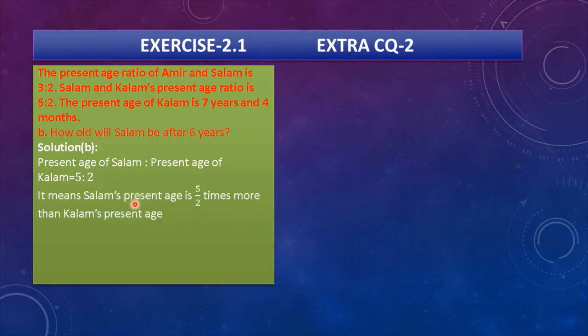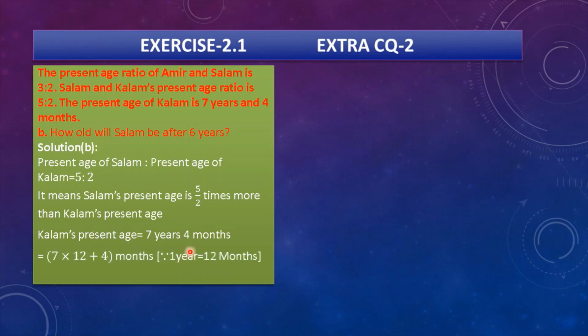It means Salam's present age is 5/2 times more than Kalam's present age. That is, we get this from the ratio, because a ratio is one kind of fraction. Now it is given that Kalam's present age is 7 years 4 months. But the problem is that this is mixed with years and months, and if we make it one unit, then we can solve this math very easily. We can make it only years, or only months. So I am doing only months, because I think this would be very easy for you.